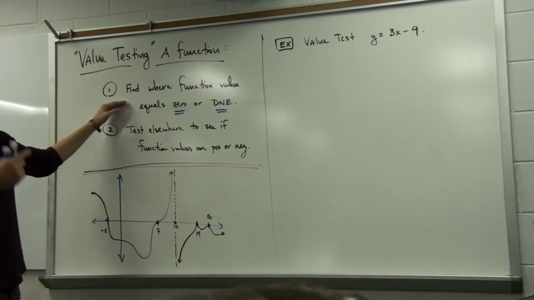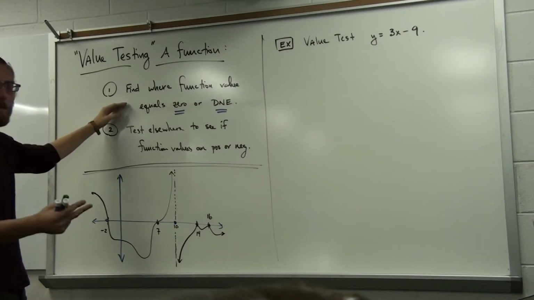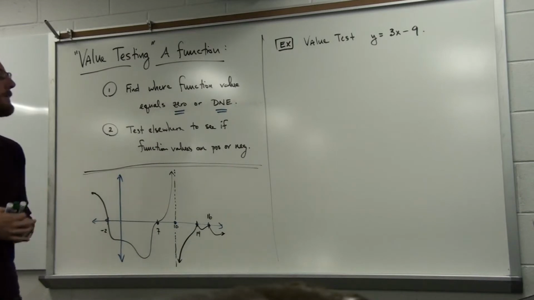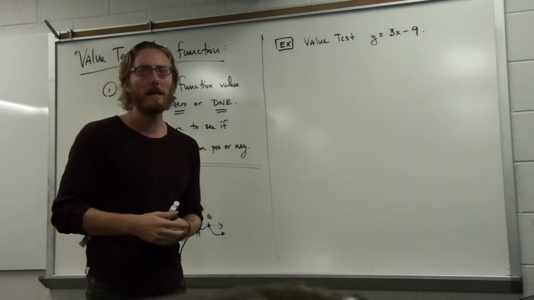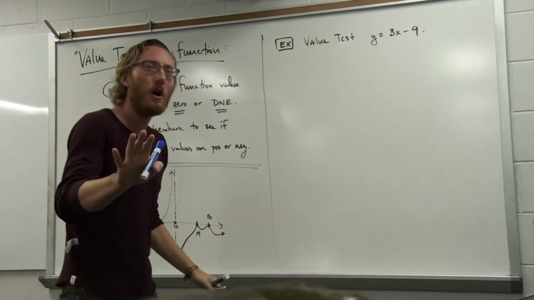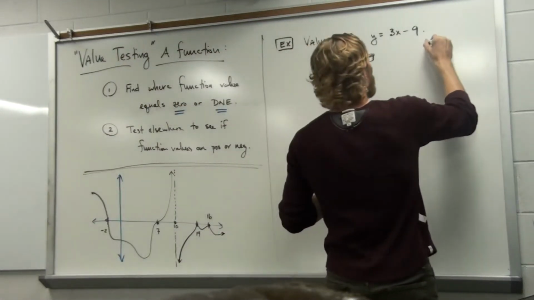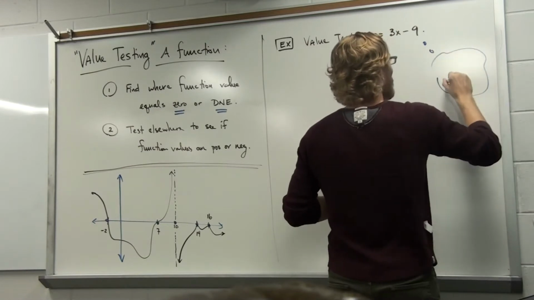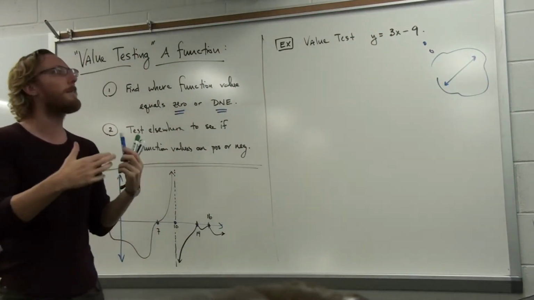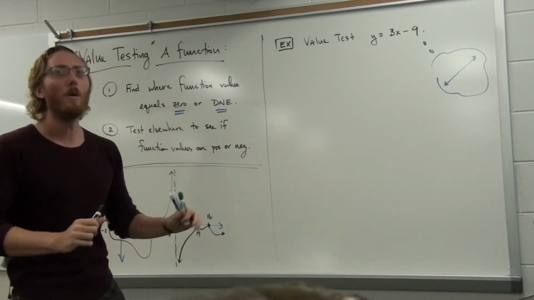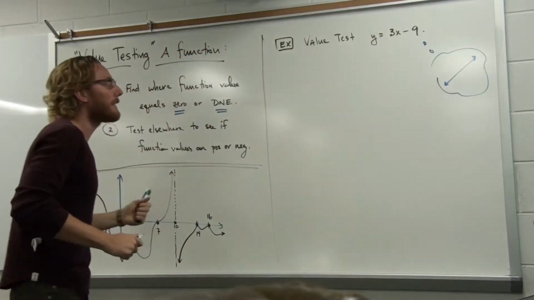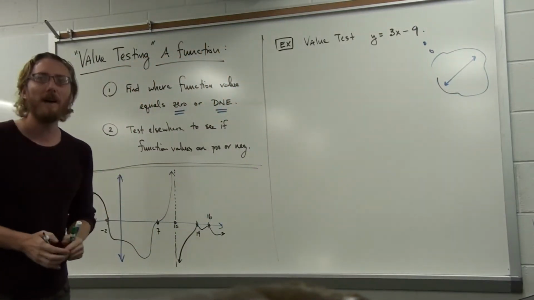Again, first thing we do, find where the function equals 0, find where the function doesn't exist. Second, test everywhere else to see if the function's positive or negative. So let's start with a very basic example. This is a line, in fact a positively sloped line with a slope of 3, so you can imagine what this looks like. But without knowing what the function looks like, let's just pretend for a moment that we don't know that this is a line. Let's go through the act of value testing.